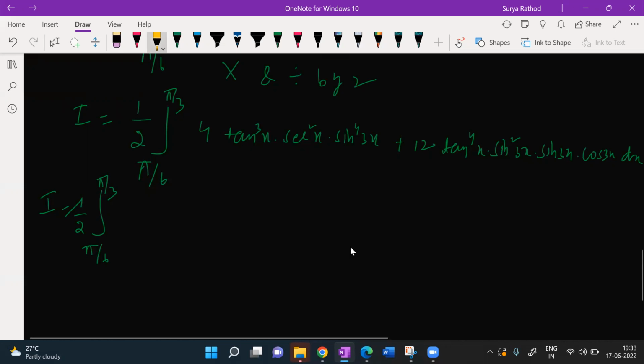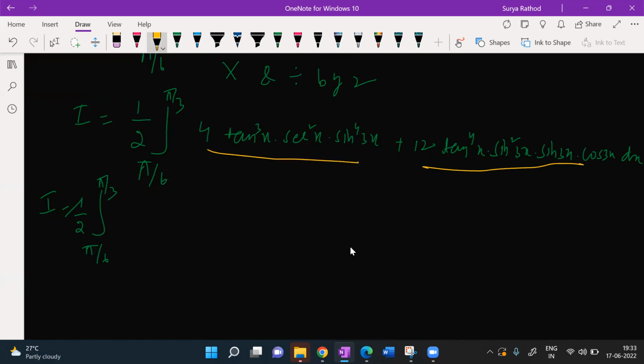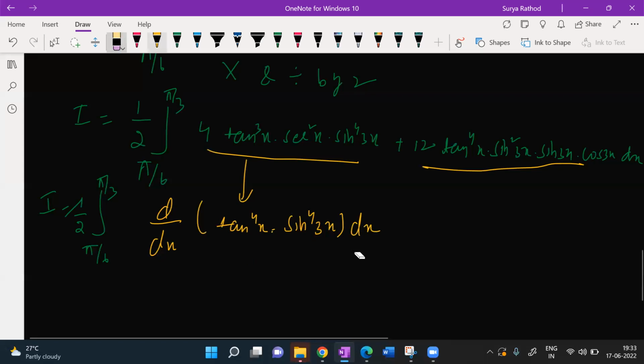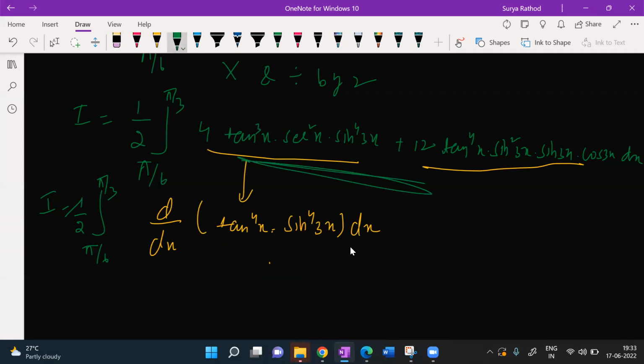Here, if you observe this properly, all these things, it is like product of something. Can I write this full part as d by dx of tan to the power of 4x into sine to the power of 3x into dx? Just the uv rule, d by dx of uv, u v dash plus v u dash. If you apply the uv method, you will be getting the above result.